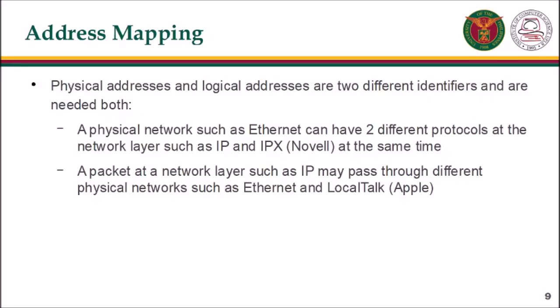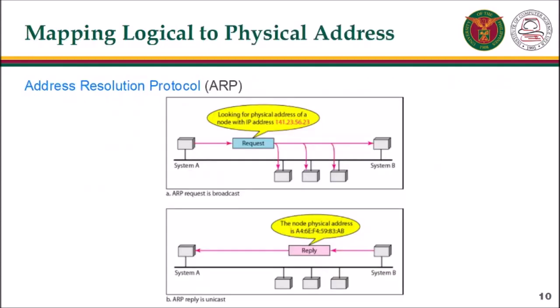Physical addresses and logical addresses are two different identifiers and both are needed. A physical network, such as Ethernet, can have two different protocols at the network layer, such as IP and IPX, at the same time. A packet at a network layer, such as IP, may pass through different physical networks, such as Ethernet and LocalTalk. The Address Resolution Protocol is one of the auxiliary protocols defined in the network layer. ARP accepts an IP address from the IP protocol, maps the address to the corresponding link layer address, and passes it to the data link layer.